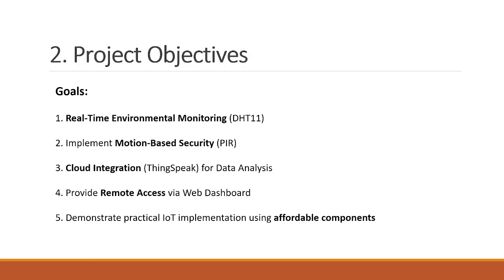Now we have the project objectives. The main objectives of this project are: first, to create a real-time monitoring system for temperature and humidity. Second, to implement motion-based security with instant alerts. Third, to integrate cloud storage for data analysis. Fourth, to provide remote access through a web dashboard. And finally, to demonstrate practical IoT implementation using affordable components.